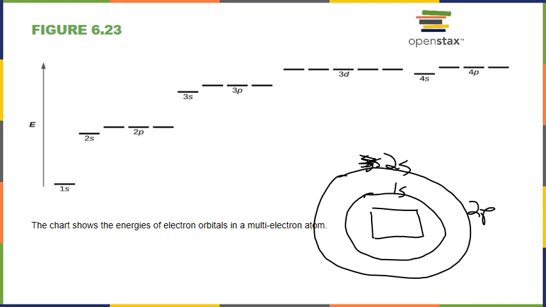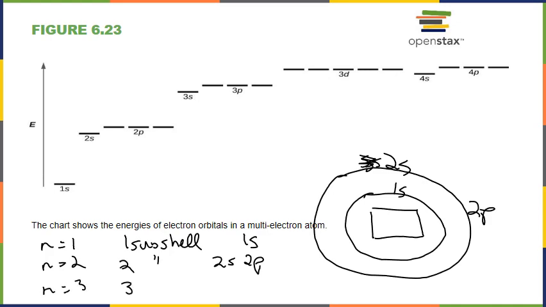So for shell 1, when you have n equals 1, you have one subshell, and that is going to be a 1s. When n is 2, you have 2 subshells, and that's going to be 2s and 2p's. When n is 3, you're going to have 3 subshells, and you're going to have 3s, 3p, and 3d's.